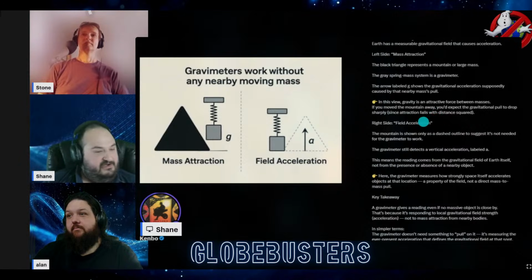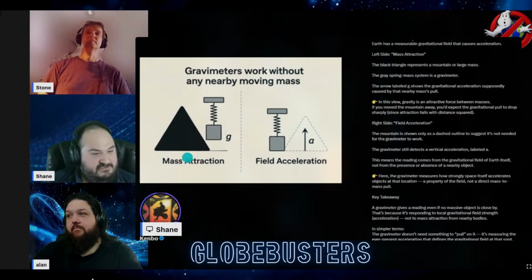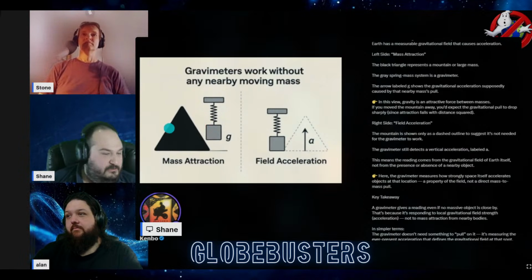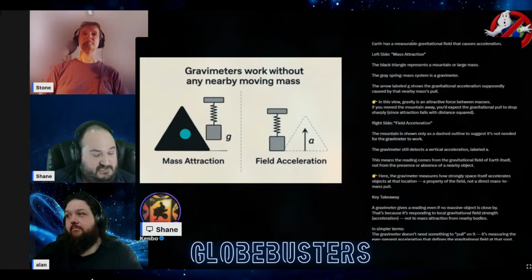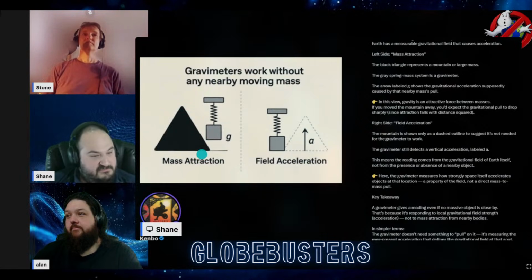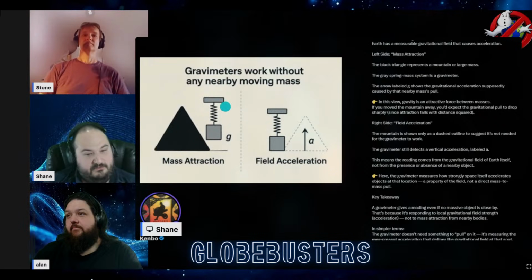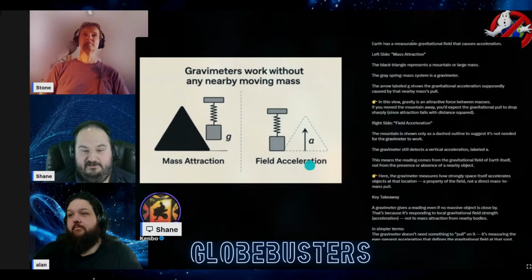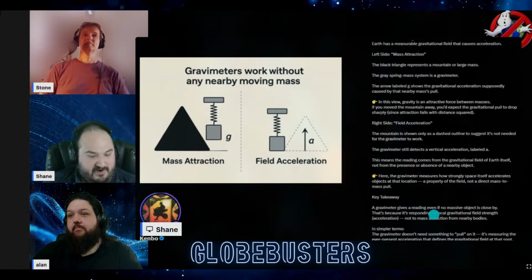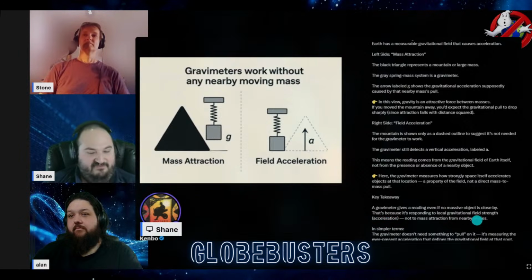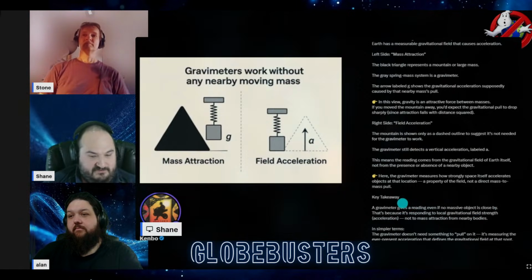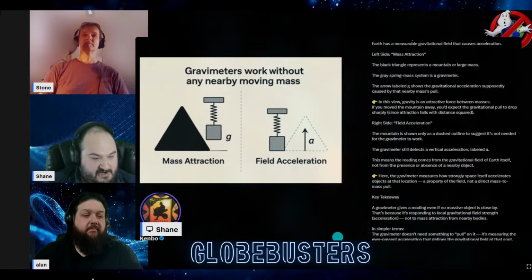And again, it's differentiating that this has nothing to do with mass attracting mass. This is just measuring the rate at which things fall. This whole mass-attracting-mass supposition is forced into the model later, for sure, via the geoid model and its modeling, but not in the actual measurement or obtaining of the data. Again, his key takeaway here was that a gravimeter gives a reading even if no massive object is close by. That's because it's just measuring the rate at which things fall, not anything to do with mass attracting mass.